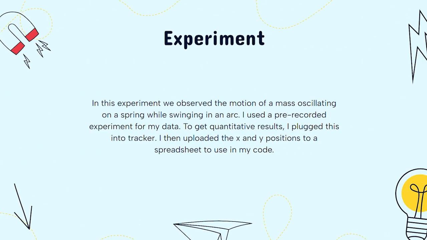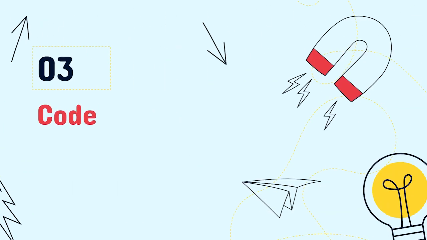So for the experiment, we observed the motion of a mass oscillating on a spring while swinging in an arc. I used a pre-recorded experiment for my data, and to get quantitative results, I plugged this into Tracker. I then uploaded the X and Y positions to a spreadsheet to use in my code.